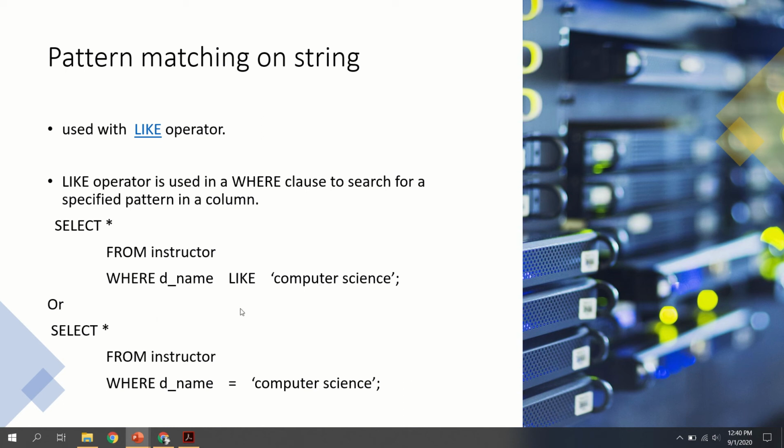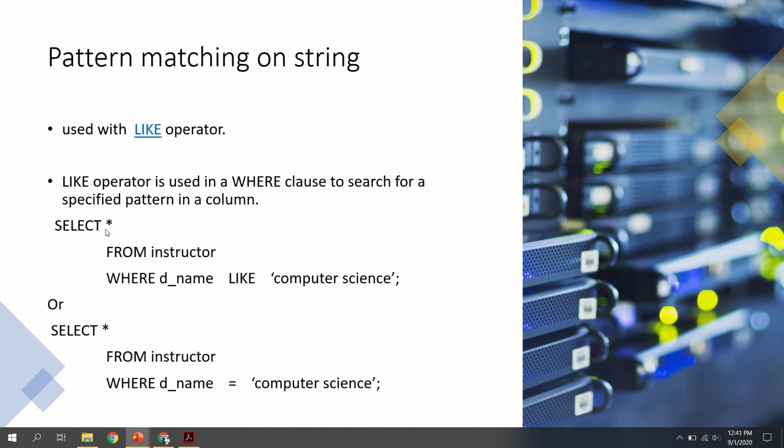So what is the meaning of this one? Here the like operator is used along with the where clause. That is, if you have an instructor table, and as we said, the instructor table consists of the instructor ID, the name of the instructor, the department where he or she is working, and the salary. Suppose we already inserted some values into this table. We want to search for any particular person who is working in the computer science department. That is, we want to retrieve all the information about the instructor who is working in the computer science department. So how will we write the query?